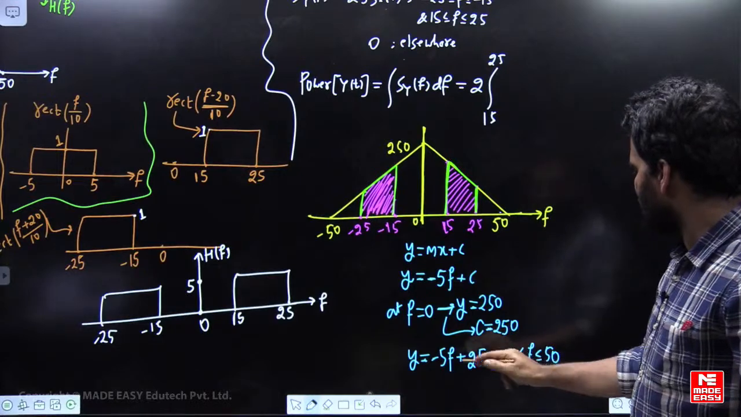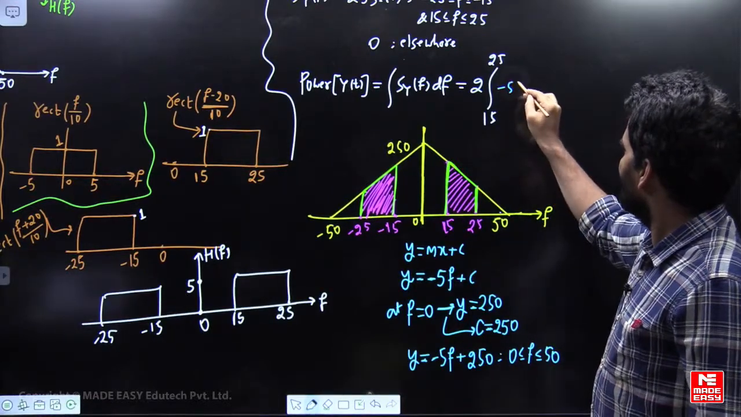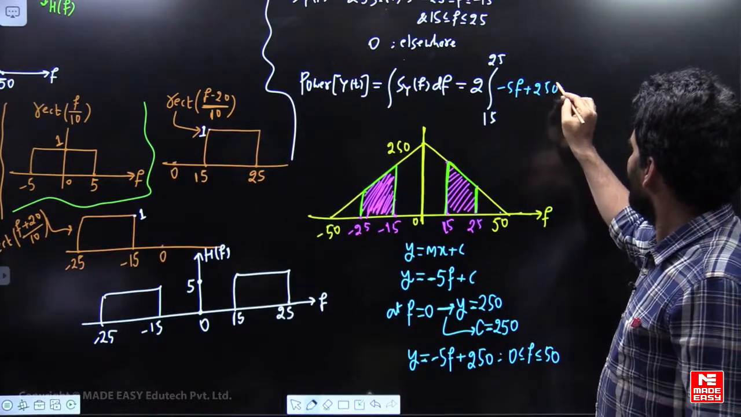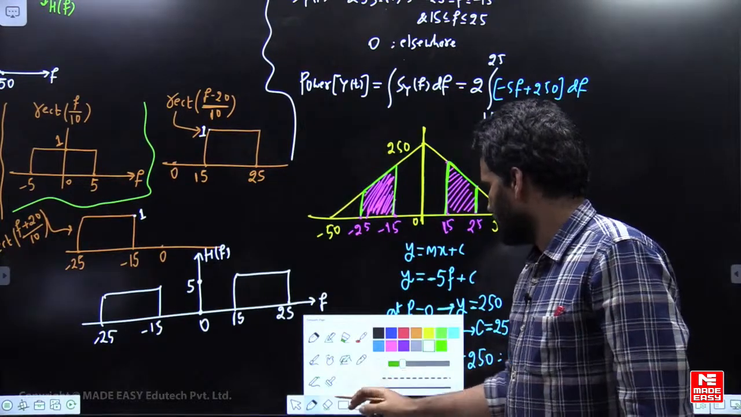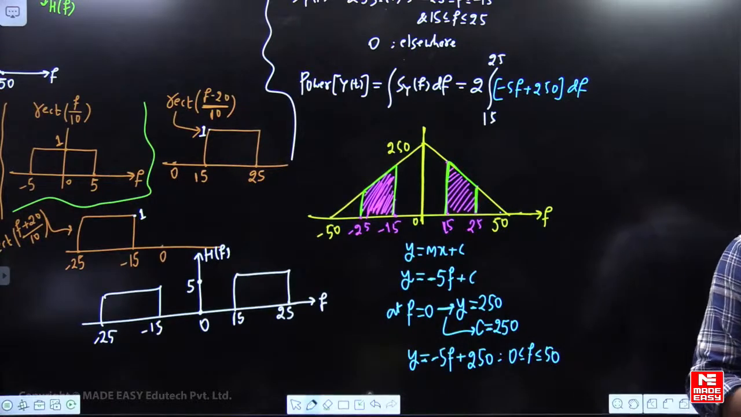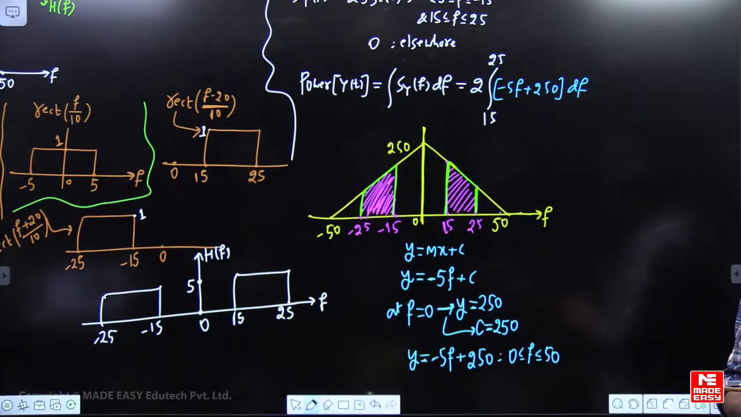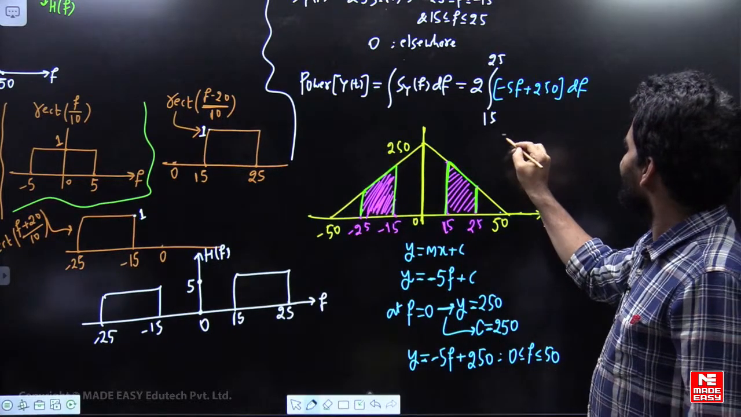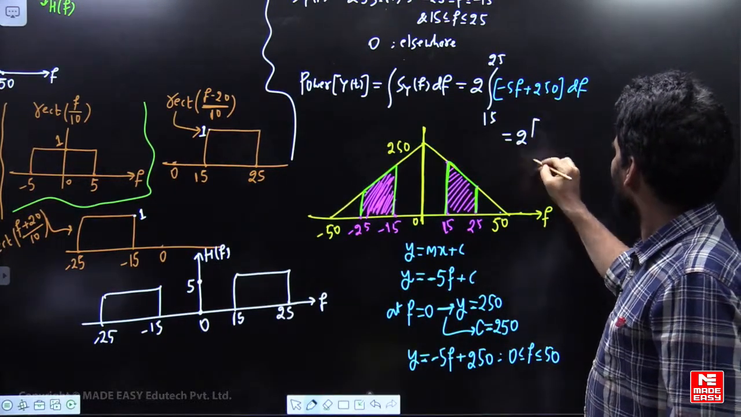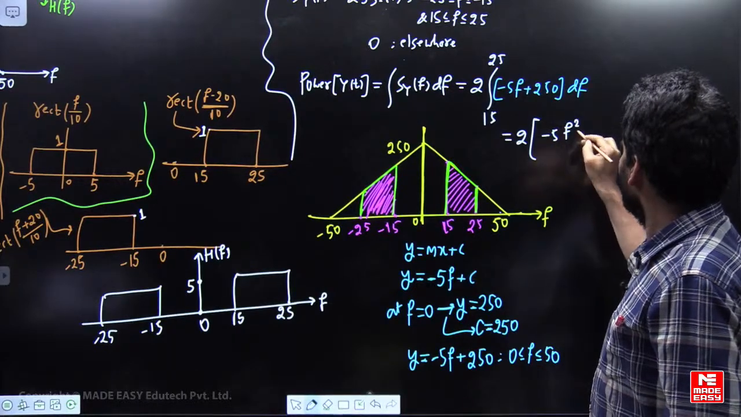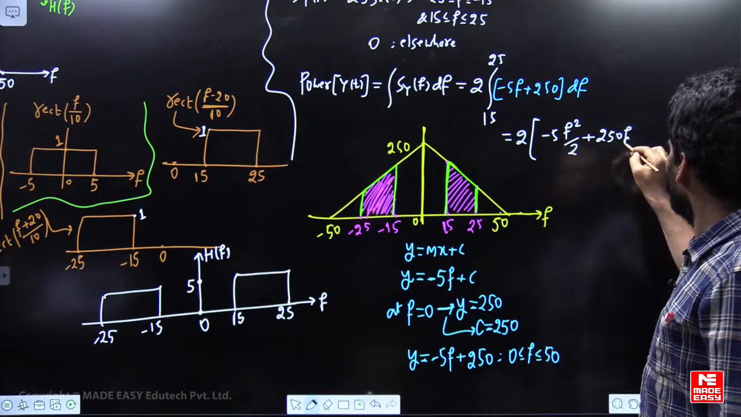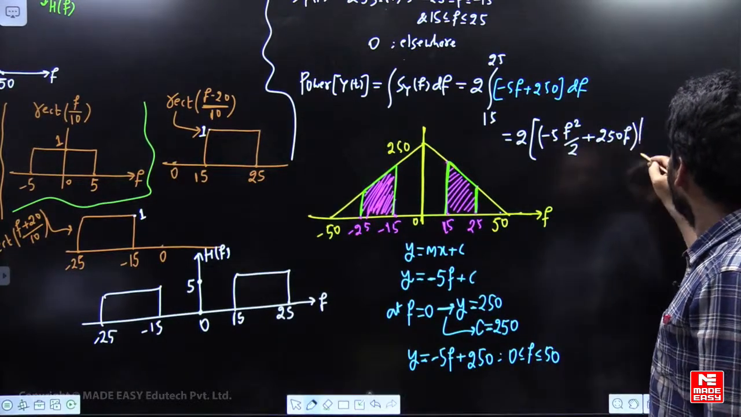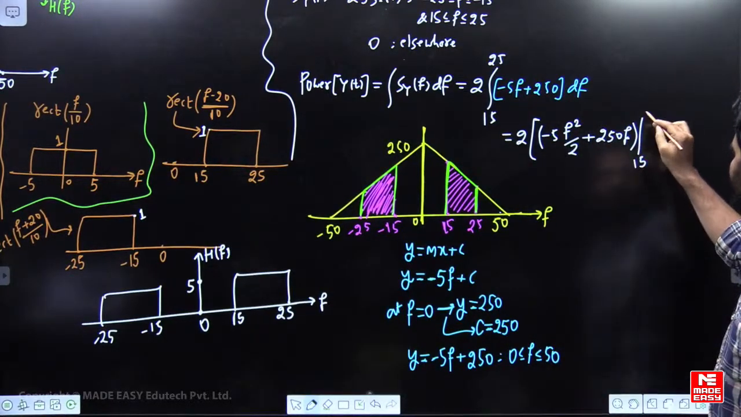And what is this line equation? This is minus 5f plus 250 df. So it will be equal to, integration of minus 5f is minus 5 f square by 2, plus 250f. What will the limits be? 15 to 25.